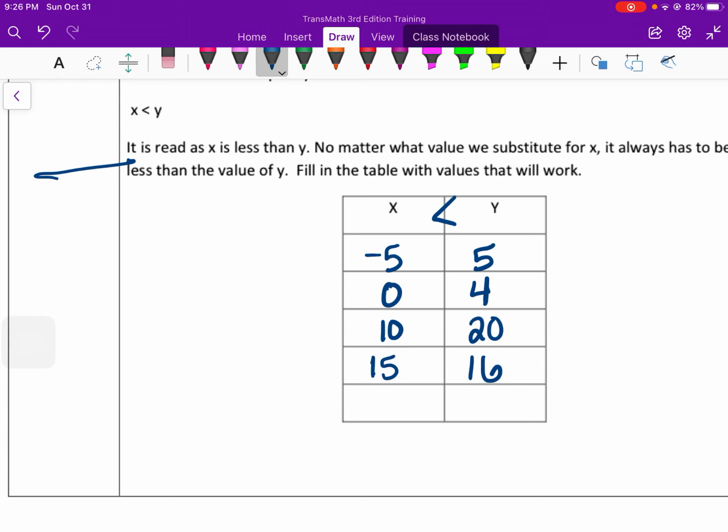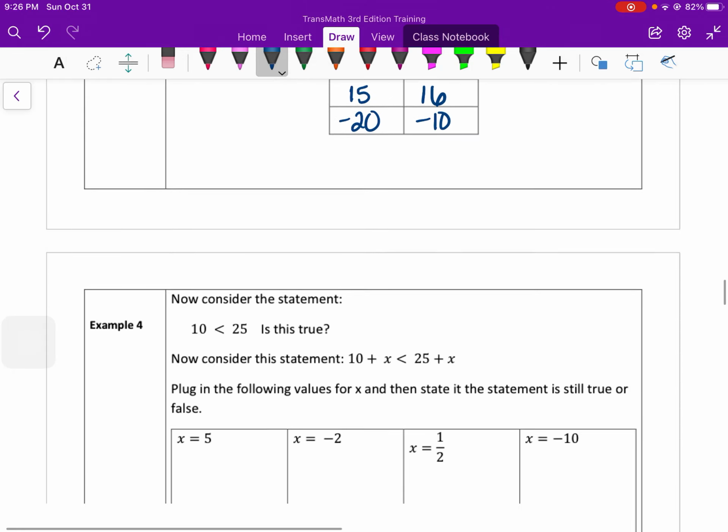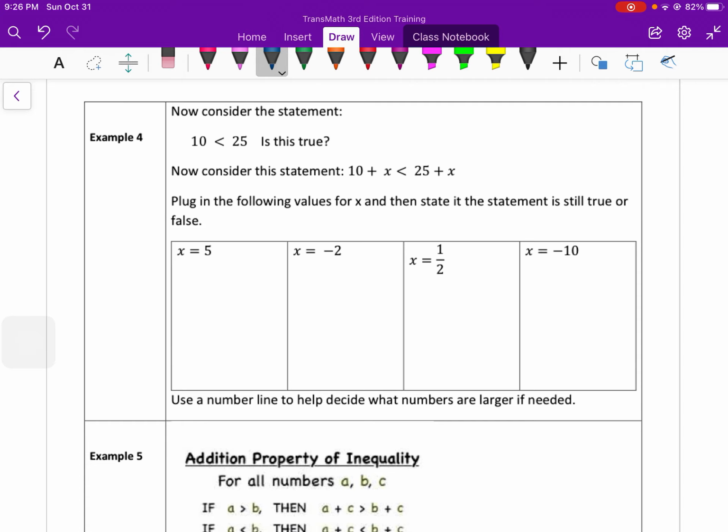15 is less than 16. Negative 20 is less than negative 10, etc. You can continue on. So that's a table of values that represent all sorts of possibilities for x is less than y.